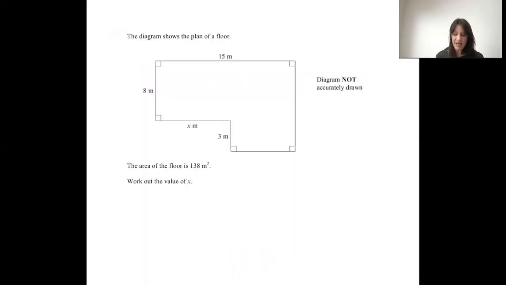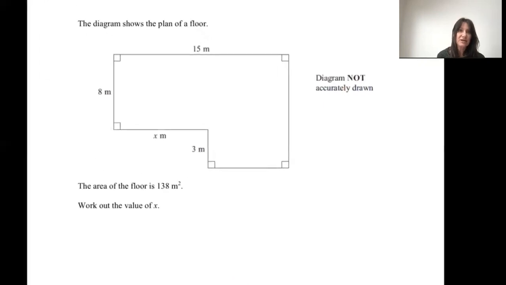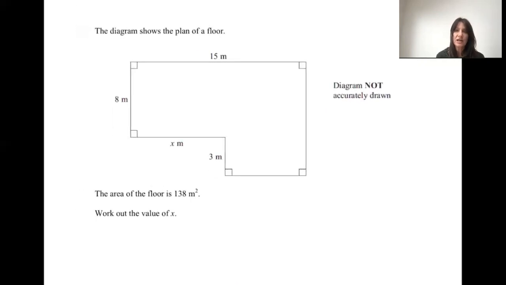Okay, there's your next question. Make it a little bit bigger so you can see what's going on. Hit pause, press play when you're ready.